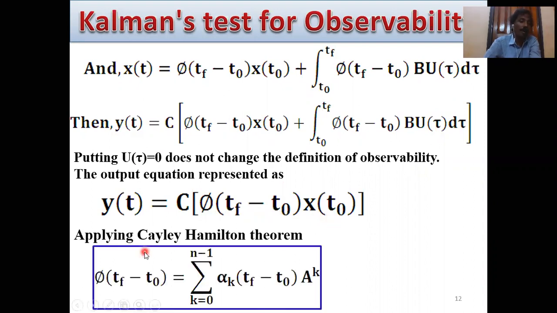Then we apply the Cayley-Hamilton theorem. What is the Cayley-Hamilton theorem? Phi of tf minus t0 equals the sum from k equals 0 to n minus 1 of alpha k of tf minus t0 times A to the power k. This is the Cayley-Hamilton theorem. Just put it in this position.